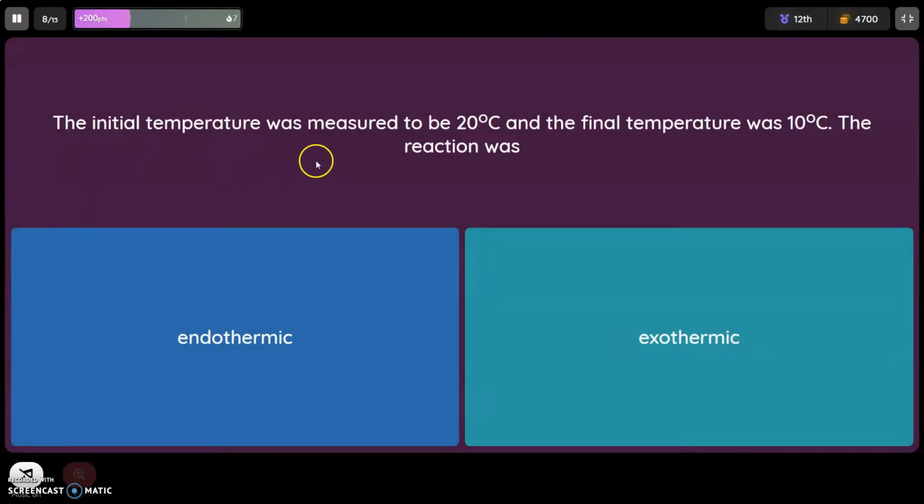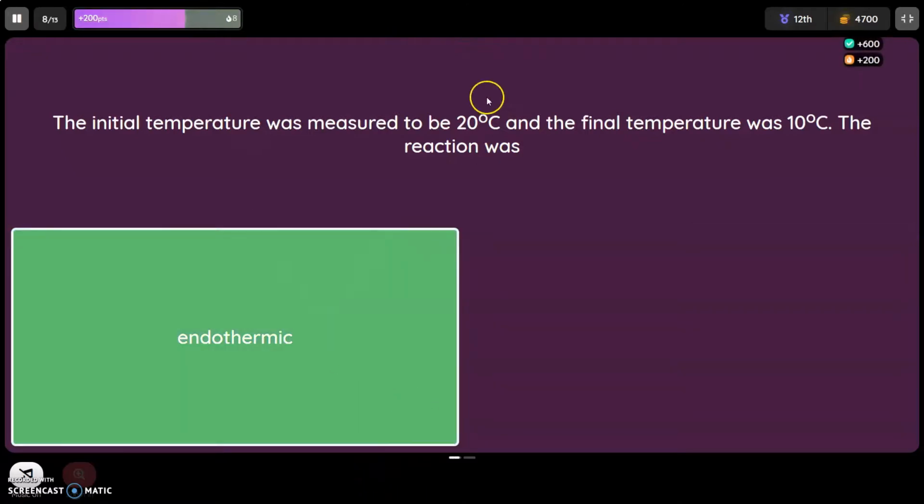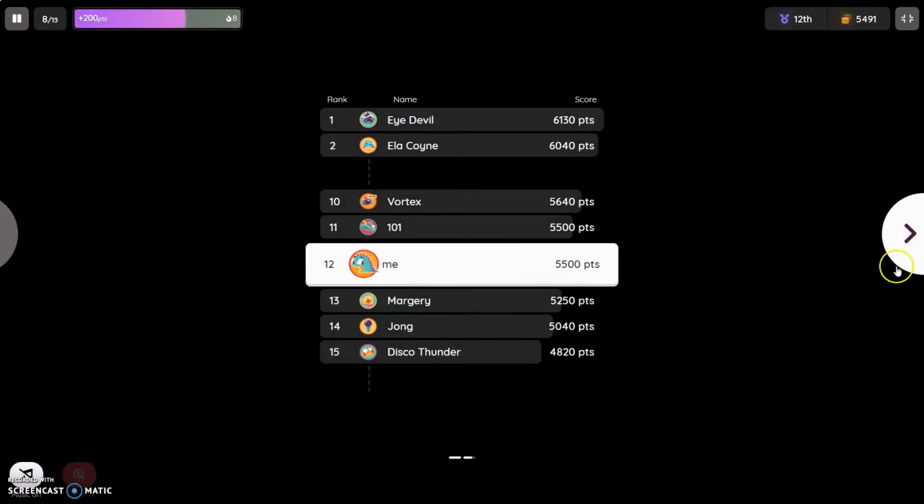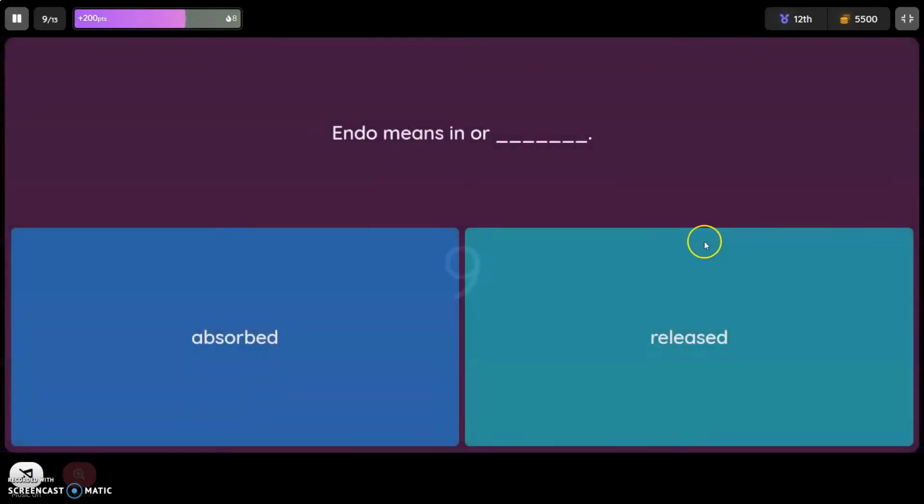The initial temperature was measured to be 20 degrees Celsius, and the final temperature was 10 degrees Celsius. The reaction was endothermic. Heat is taken in, so that object became cooler because the heat was taken in. Endo means in or absorbed.